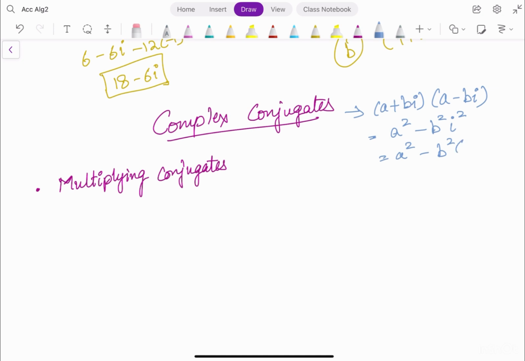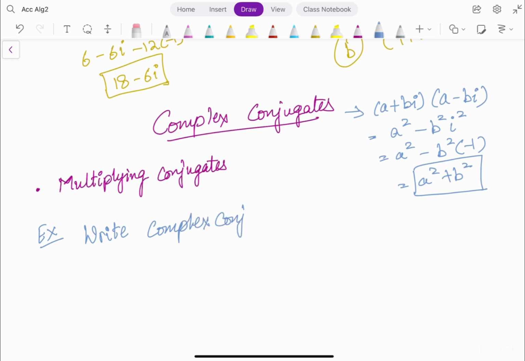i squared, and i squared is nothing but negative 1. So when we have a complex number and you are multiplying with the conjugate of that complex number, that will be nothing but a squared plus b squared. This is a very handy identity, and you can write it down in your notes. If you know this, you can quickly solve the questions without even doing the distributive property.